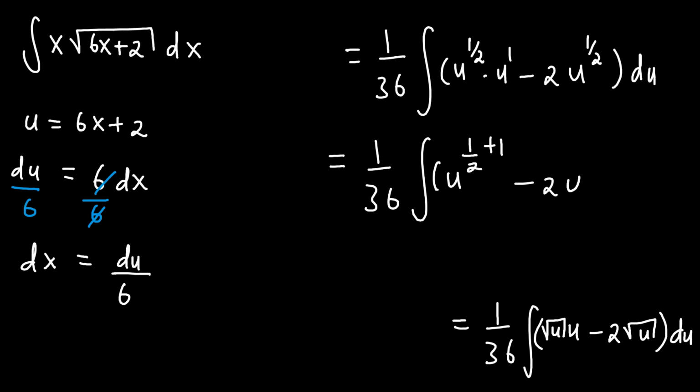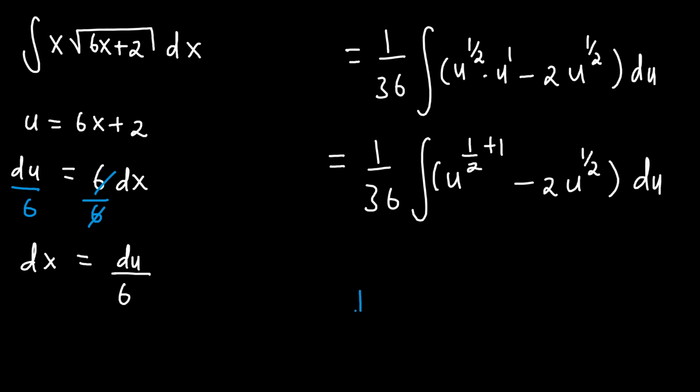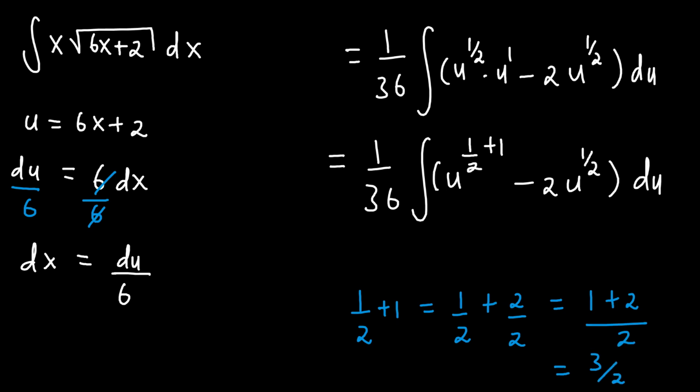minus 2 times u to the power of 1 over 2 du. Now 1 divided by 2 plus 1 is the same as 1 divided by 2 plus 2 divided by 2. And since we have the same denominators, we can combine the numerators. So this will be 1 plus 2 divided by 2, which is equal to 3 divided by 2. So this is equal to 3 divided by 2.